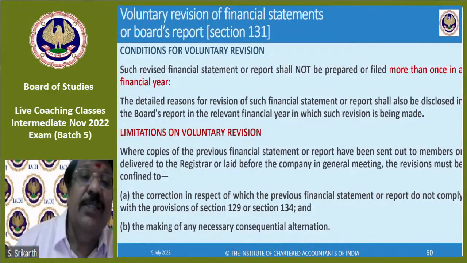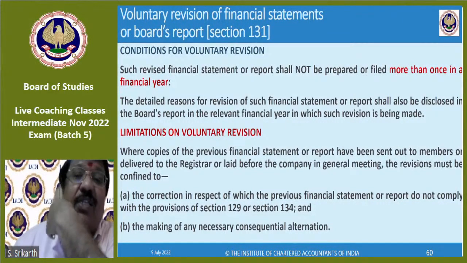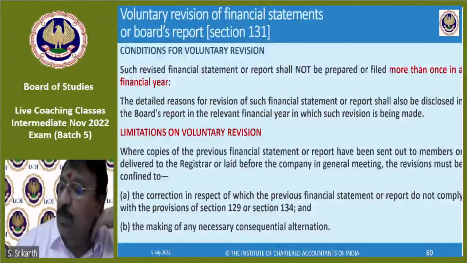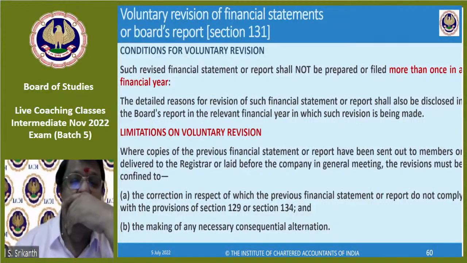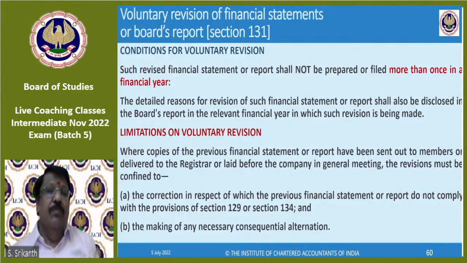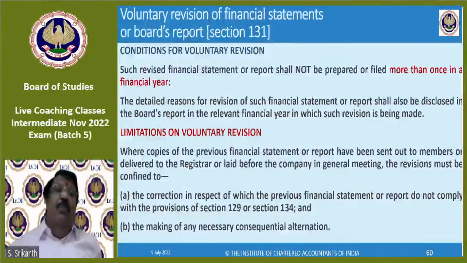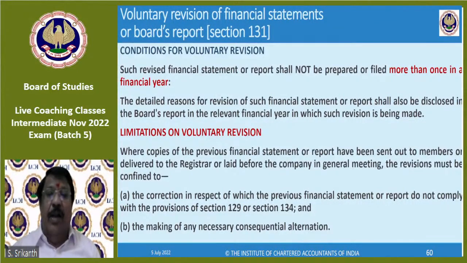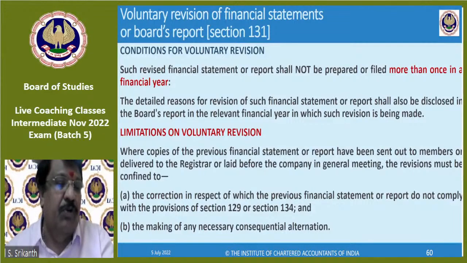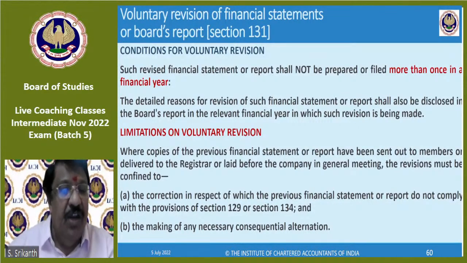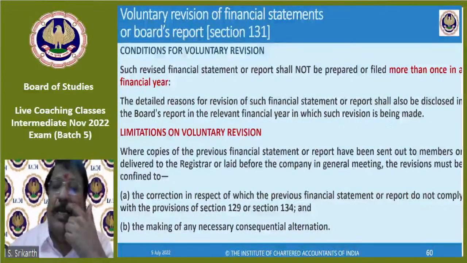The detailed reasons for the revision of such financial statement or report shall also be disclosed in the board's report in the relevant financial year in which such revision is being made. Where the copies of the previous financial report have been sent out to members or delivered or laid before the company, the revisions must be confined to the correction in respect of which the previous financial statement do not comply with 110 and 134, and the making of any necessary or consequential alteration.